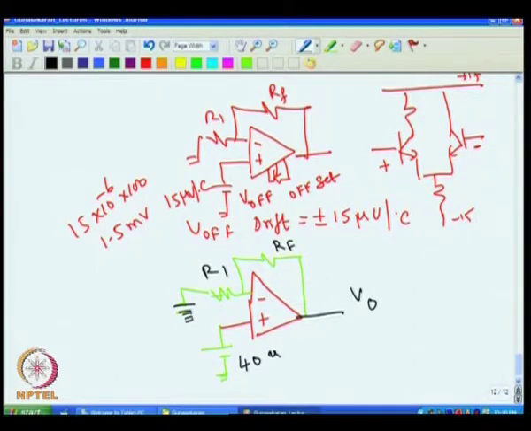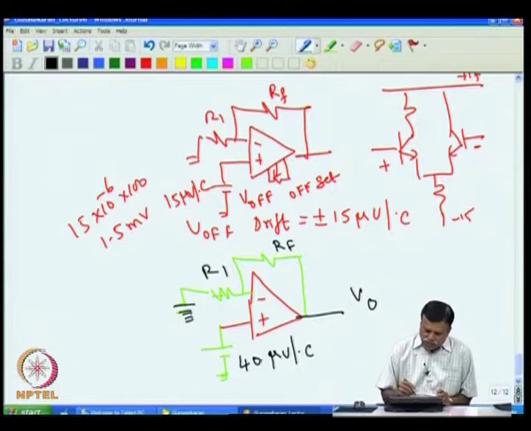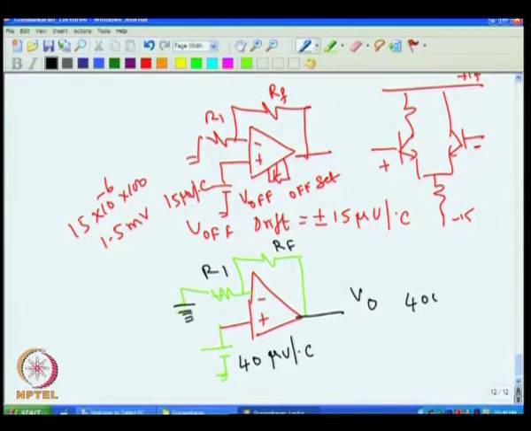The thermocouple gives me 40 microvolt per degree C. This is not a volt, this is a voltage source. Assume that I want to amplify a thermocouple voltage of 40 microvolt, which is nothing but 1 degree temperature, or do not worry about temperature, assume this 40 microvolt is to be amplified. Then by a factor of 10, I am supposed to get here 400 microvolt. After amplification V0 will become 400 microvolt.